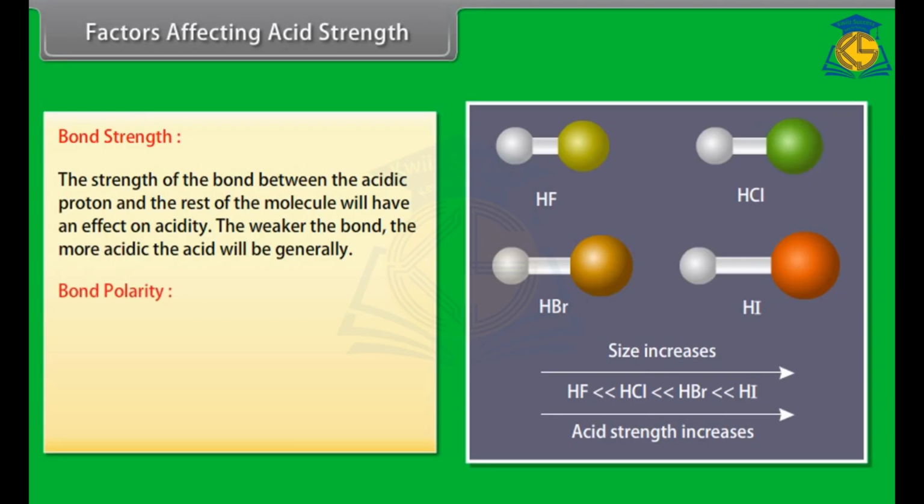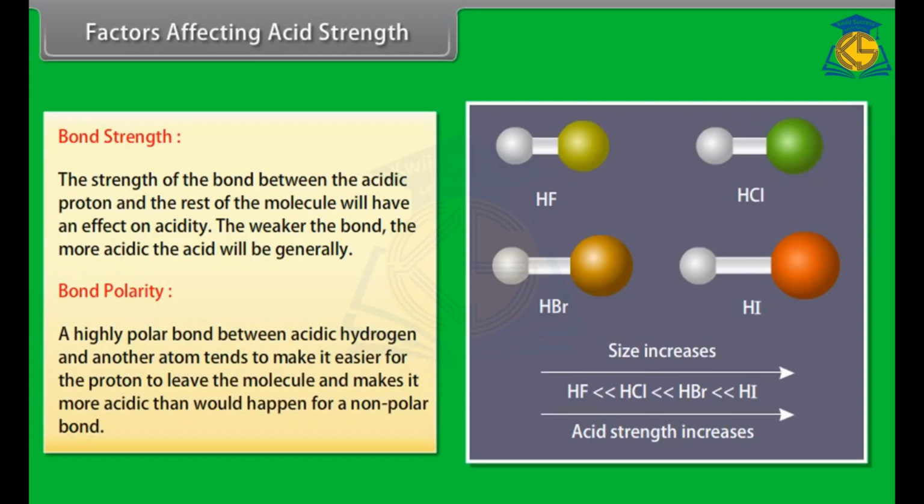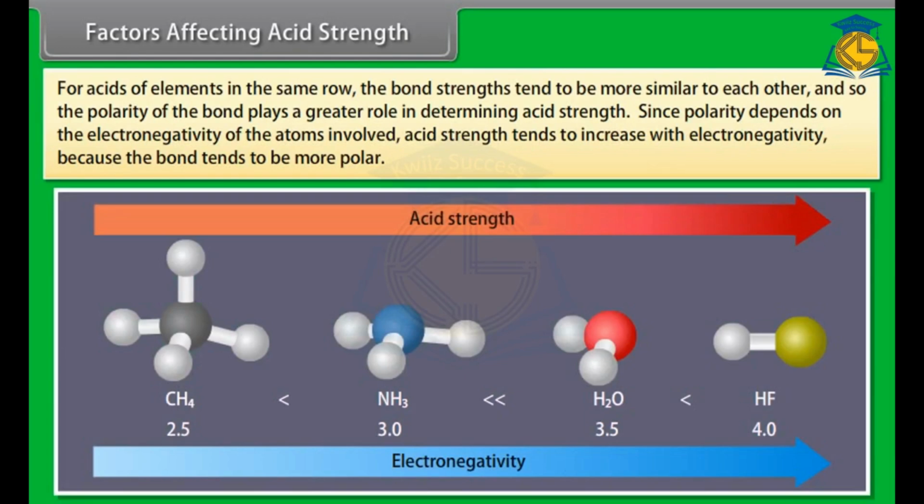Bond polarity. A highly polar bond between acidic hydrogen and another atom tends to make it easier for the proton to leave the molecule, and makes it more acidic than would happen for a non-polar bond. For acids of elements in the same row, the bond strengths tend to be more similar to each other, and so the polarity of the bond plays a greater role in determining acid strength. Since polarity depends on the electronegativity of the atoms involved, acid strength tends to increase with electronegativity because the bond tends to be more polar.